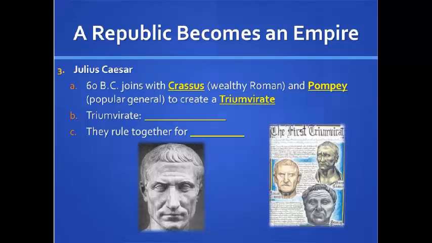In comes Julius Caesar about 60 BC. He joins Crassus, who was a rich, wealthy Roman, and Pompey, another popular general, to create a triumvirate. A triumvirate was simply a group of 3 rulers, and they ended up ruling together for 10 years. Now there's a couple of backstories that go along with this. Julius Caesar was very popular, which we'll talk about momentarily, but in order to get the backing of the majority of the people, this was a strategy that worked because it split the power between 3 people, which made the Roman citizenry feel more comfortable than having power in only one person. In the end, this would change later on.